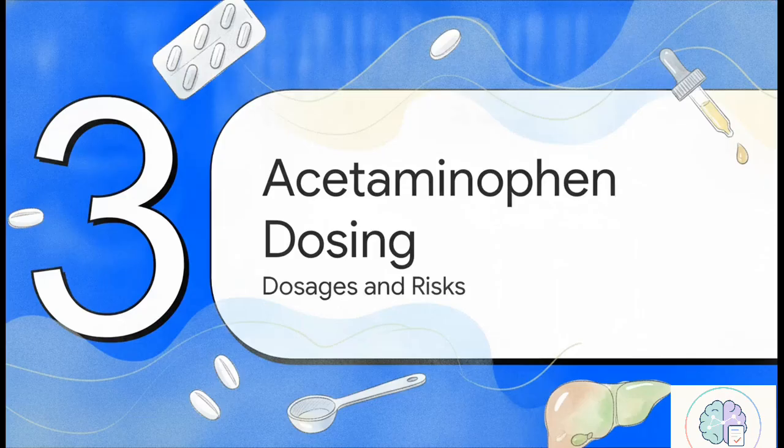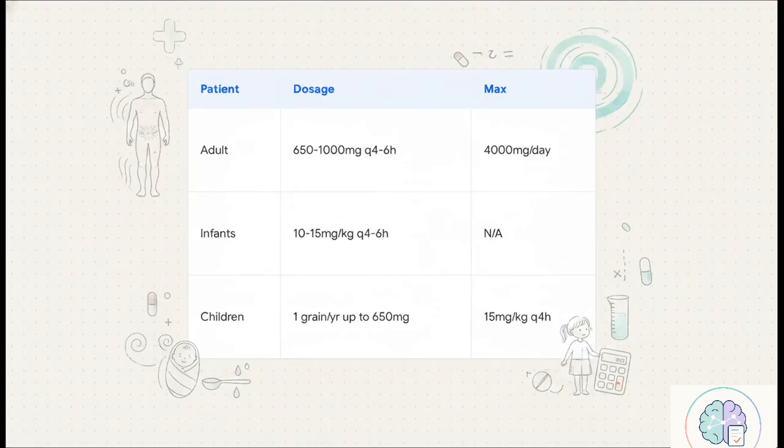Let's pivot to Section 3, acetaminophen dosing and its specific risks. Okay, let's look at the numbers. For adults, the standard dose is 650 to 1,000 milligrams every 4 to 6 hours, and that has a hard, non-negotiable daily maximum of 4,000 milligrams. Now, for pediatrics, we have to get into very precise weight-based calculations. Infants require 10 to 15 milligrams per kilogram every 4 to 6 hours. For older children, the calculation is 1 grain per year of age, up to 650 milligrams, capping at a maximum single dose of 15 milligrams per kilogram every 4 hours. You've got to calculate these pediatric doses meticulously.